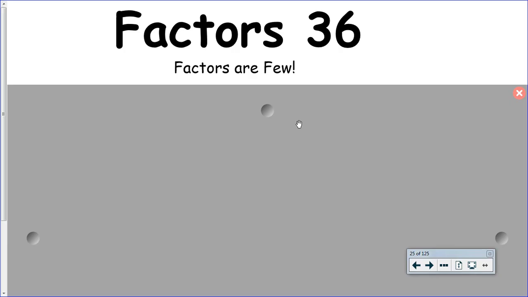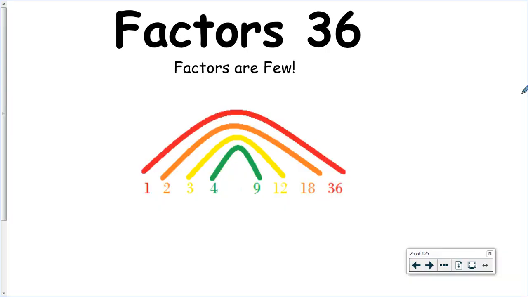Okay, hopefully you have a nice factor rainbow made of 36. Let's look and make sure that yours looks like mine. Maybe not as colorful. 1 times 36, 2 times 18, 3 times 12, and 4 times 9. If you missed any of them, add them in there so you can make sure you have all of the factors. And because this has so many factors, 36 is a composite number. All right, so hopefully factors made sense for you.